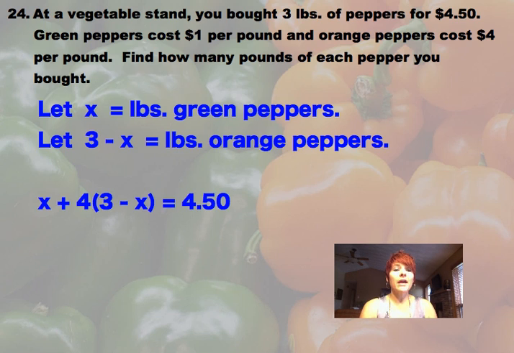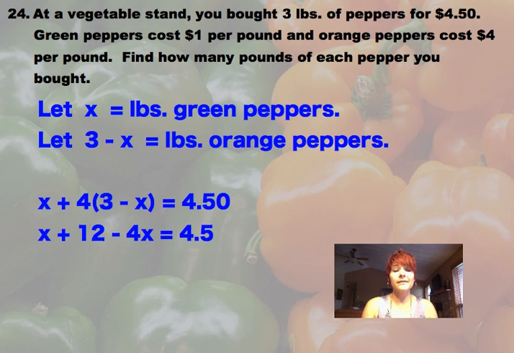So now let's write our equation. First of all, you're going to take 1 times X. So it would be $1 for the pounds of green peppers. Plus, you're going to take $4 times the pounds of orange peppers. So that leaves us with X plus 4 times the quantity of 3 minus X, and that's going to equal our total cost of $4.50. The next step would be to go ahead and distribute. So you'd end up with the equation you see on the screen.